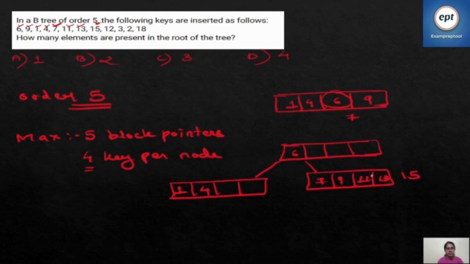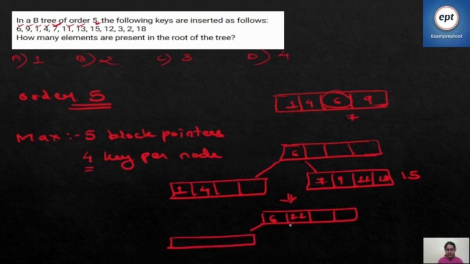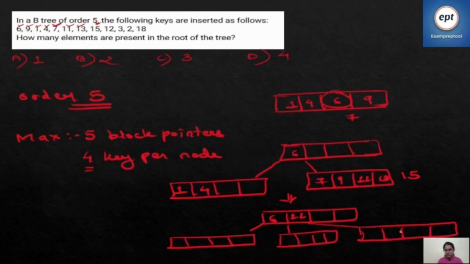Here the splitting will happen as 11 is the middle, so it will go up. Let me show how the splitting will take place. Again here it will be 6, and now 11 will come, and the splitting will produce 3 nodes. So it will be 1, 2, 3, meaning 4 blocks there, again 4 blocks here, and again in this also 4 blocks.